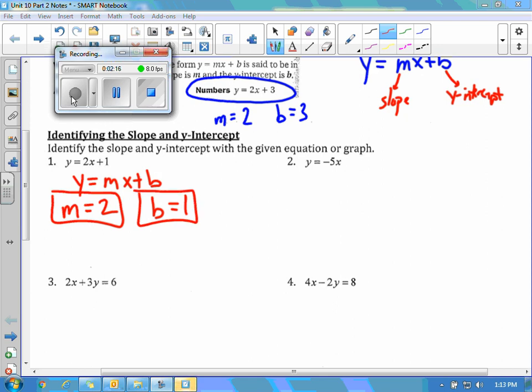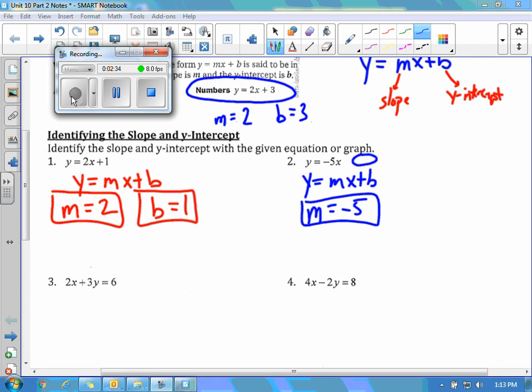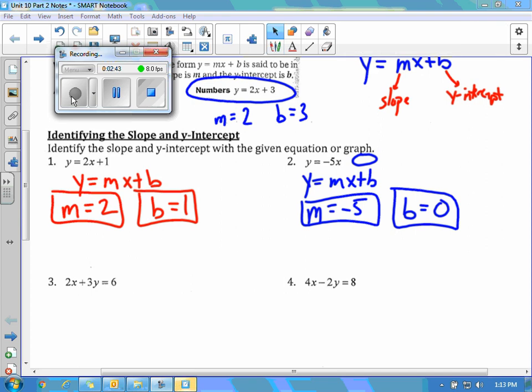If you look at number 2, you have y equals negative 5x. So again, slope-intercept form is y equals mx plus b. My m, or slope, is the number in front of the x, which is negative 5. That negative sign has to go with it. It's negative 5. Now, if you look, I don't have a constant here. I don't have the extra part, so my y-intercept is just 0. You have to put that the y-intercept is 0. You can't just say that it's not. It is 0 in that case.